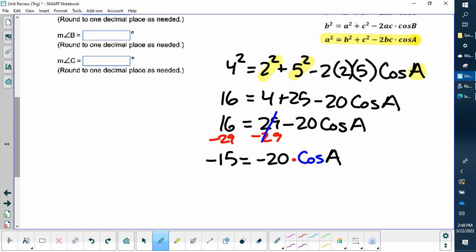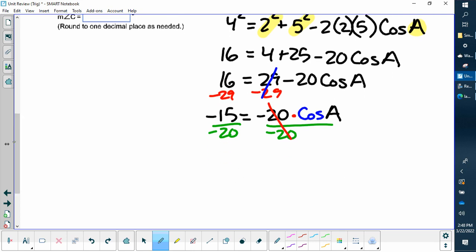The opposite of multiplying is dividing. So I need to divide both sides by negative 20. This will go away on the right. And you can reduce this. You can leave it as a fraction. You could change it to a decimal. It doesn't really matter. I know that 5 goes into both those numbers. And this is going to reduce to 3/4. And I get something that looks like this.